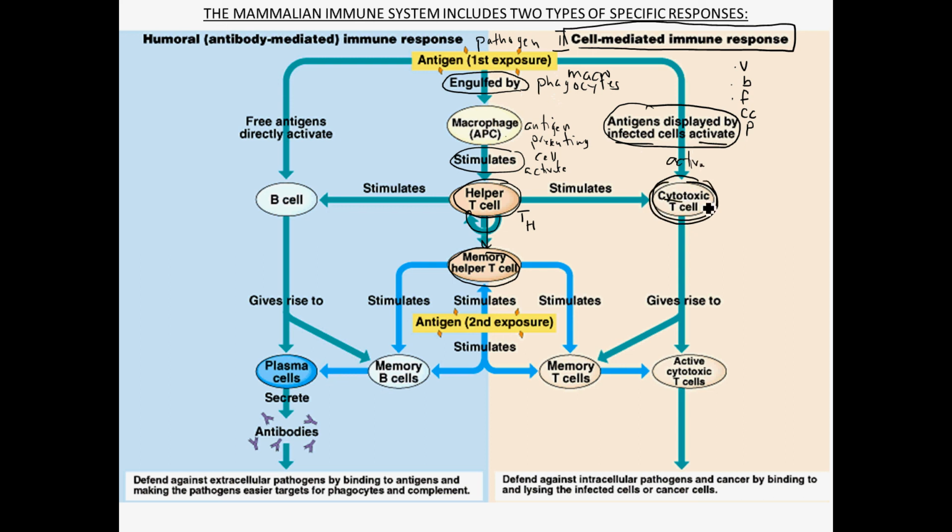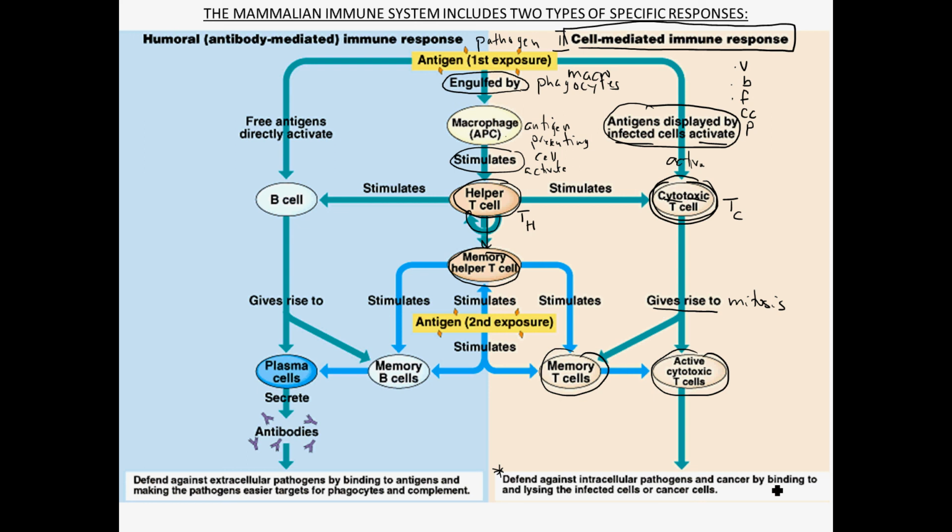Cytotoxic, cell toxic, cell harming, cell damaging T cells. So these cytotoxic T cells are T sub C cells. These activated cytotoxic T cells then give rise to, that is, they will undergo mitosis very rapidly, and produce memory T cells, as well as active cytotoxic T cells. Now these active cytotoxic T cells do this down here. Here's the response of these active cytotoxic T cells. They defend against intracellular pathogens and cancer cells by binding to and lysing the infected cells or cancer cells.